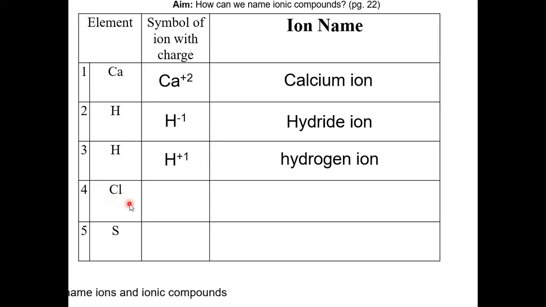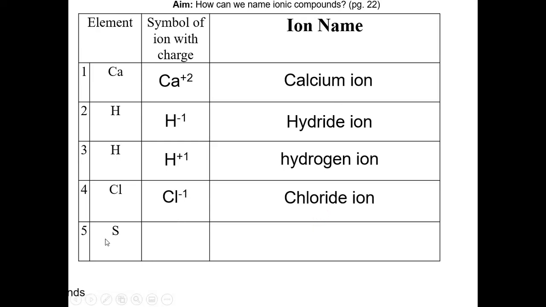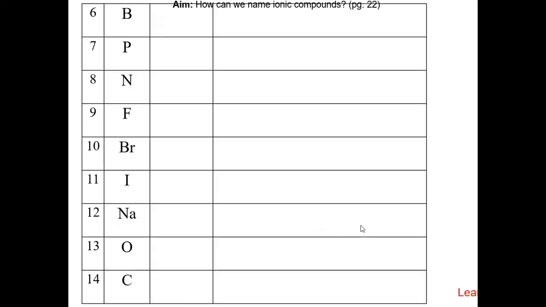For chlorine, if you look at the periodic table, the top charge is negative 1. So the ion name is chloride ion. For sulfur, if you look at the top charge on the periodic table, it is S minus 2, and that is sulfide ion. So now I want you to do the rest on your own. Pause the video and resume once you have the answer. Okay, so here are the answers.